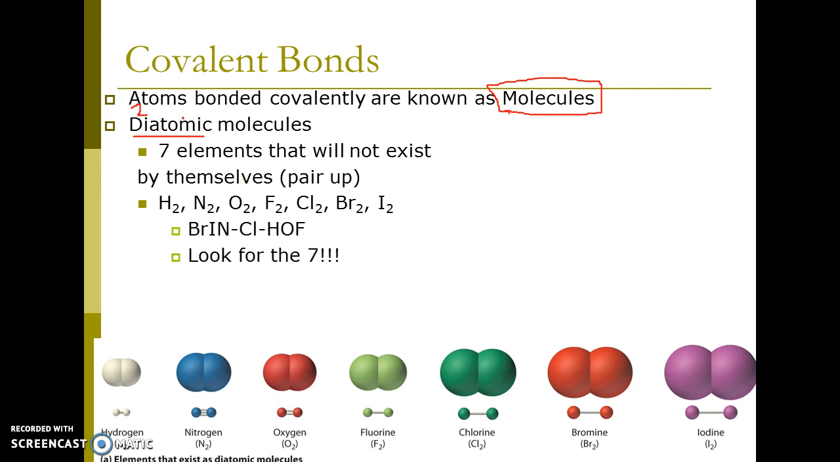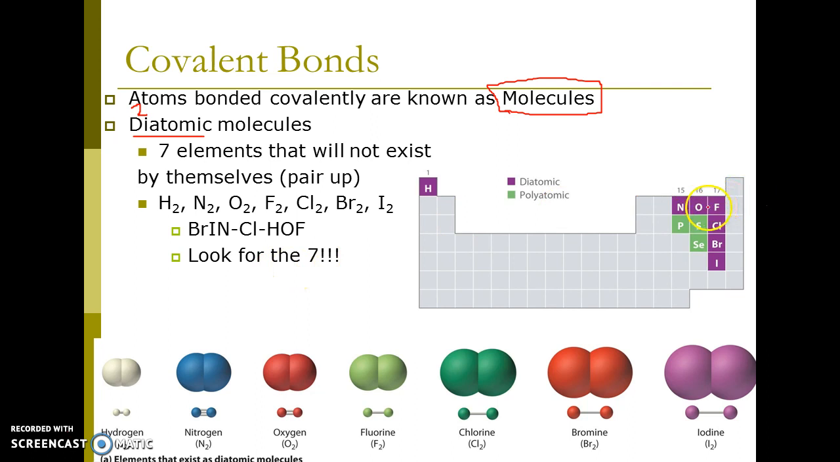There are a couple of different ways that you can remember the 7 diatomic molecules. Here we have an acronym, Brinkelhoff. My personal favorite is the 777. If we look at our periodic table, here we have nitrogen, oxygen, fluorine, chlorine, bromine, and iodine. They make a 7 on the periodic table. Nitrogen is element number 7. So we have 7 diatomic molecules that make a 7 on the periodic table, starting with element number 7.